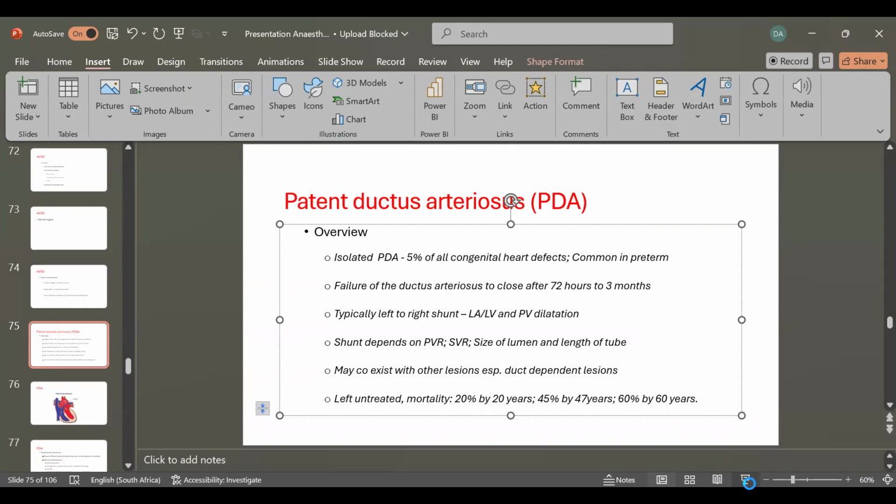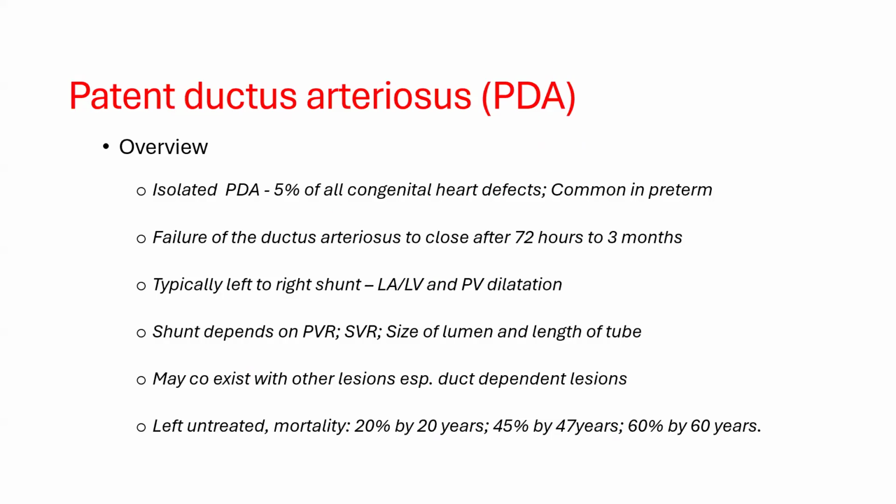Okay, let's do this. And just like with VSD, it's associated with left atrium and left ventricular dilatation, with significant pulmonary valve dilatation and pulmonary artery dilatation. The shunt depends on, once again, the same thing, systemic vascular resistance and pulmonary vascular resistance, but in addition to the size of the lumen and the length of the lumen.